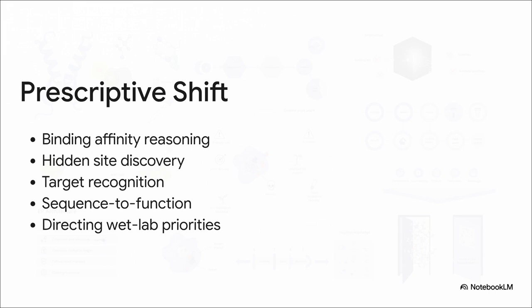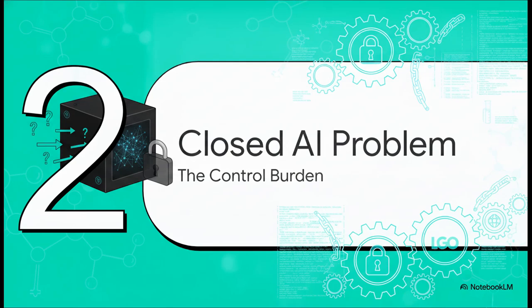In this prescriptive world of intervention design, a wrong prediction isn't just a dropped point on some leaderboard. No, a bad guess can waste months of incredibly expensive wet lab work and send entire drug pipelines down a dead end. Which brings us right to Section 2, the closed AI problem.